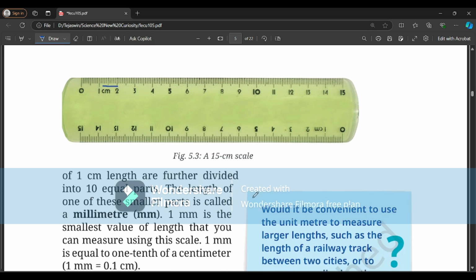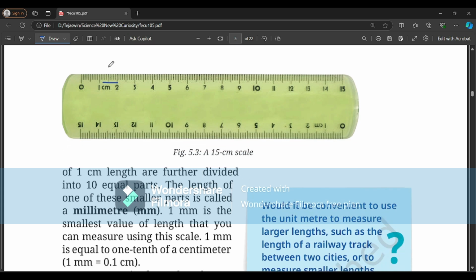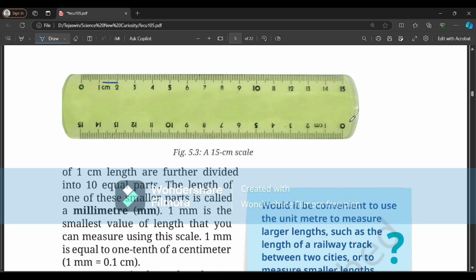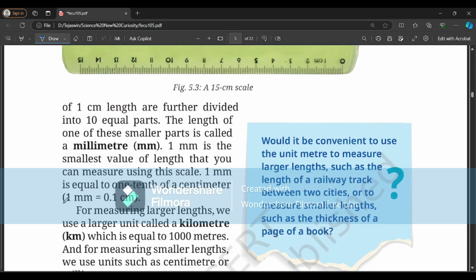So the length of one of these smaller parts is called millimeter. So between 1 and 2 the markings are divided into millimeters. 1 millimeter is smallest value of length that you can measure using this scale. So using this scale, the smallest value that can be measured is 1 millimeter. So 1 millimeter is equal to 1/10 of a centimeter.